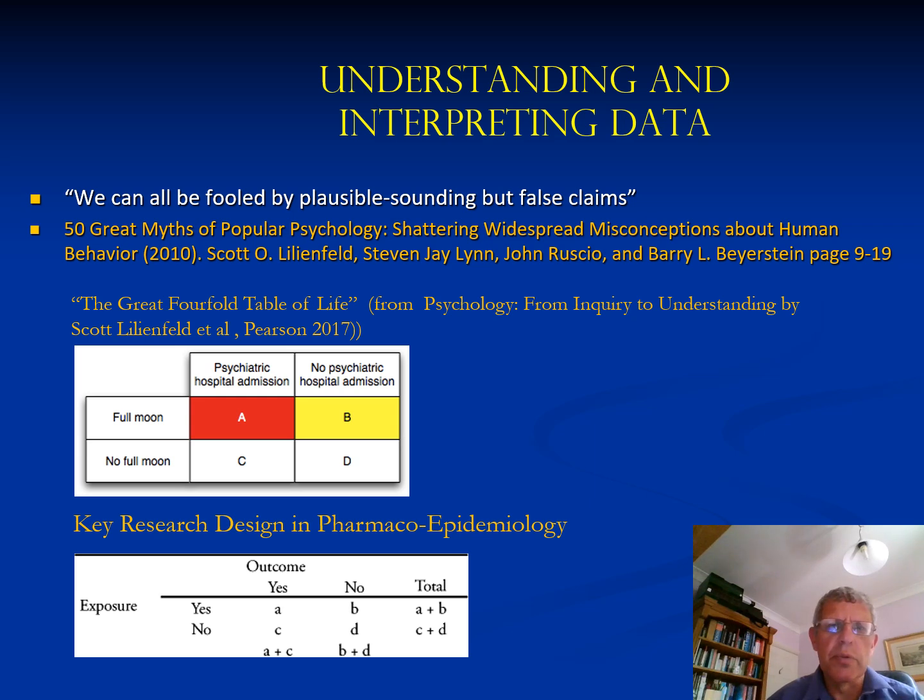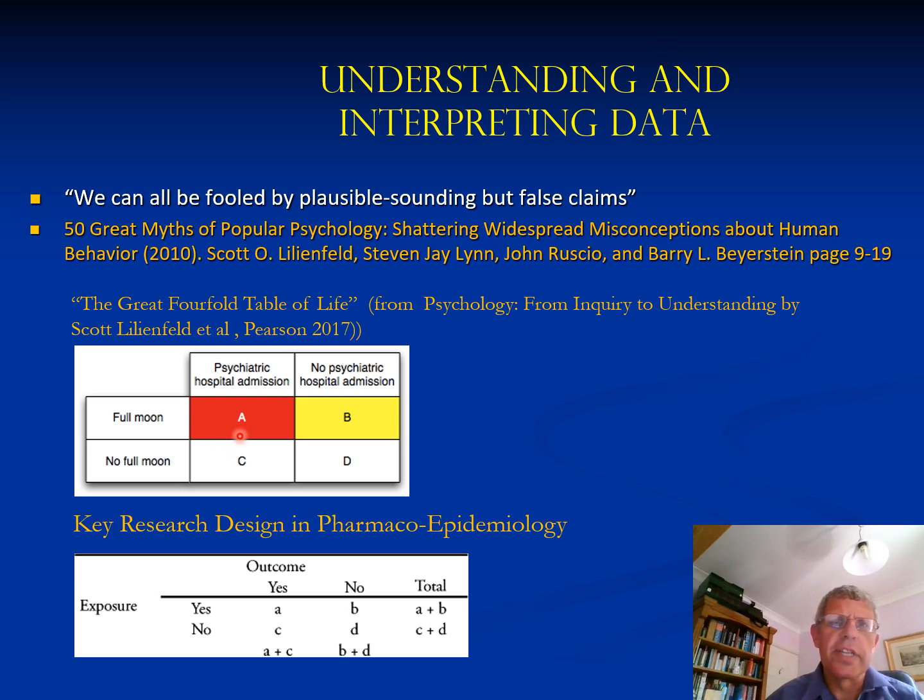Let's look at the table here showing the relationship between whether there is a full moon and the number of psychiatric hospital admissions. In particular, research demonstrates that we typically pay too much attention to cell A, that is, there is a full moon and there are psychiatric hospital admissions, and we tend not to look at cell B, which is there is a full moon and there are no psychiatric hospital admissions.